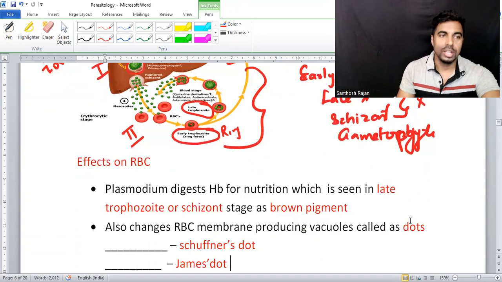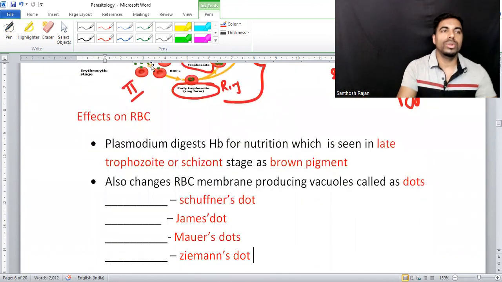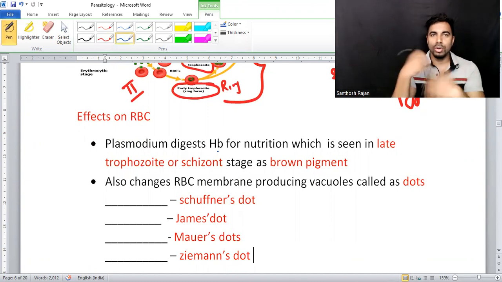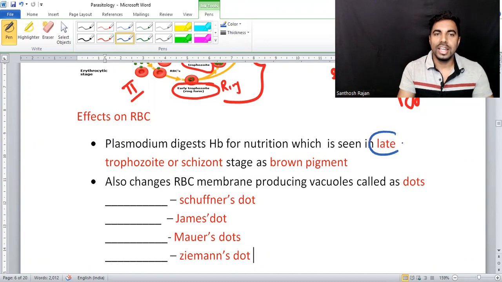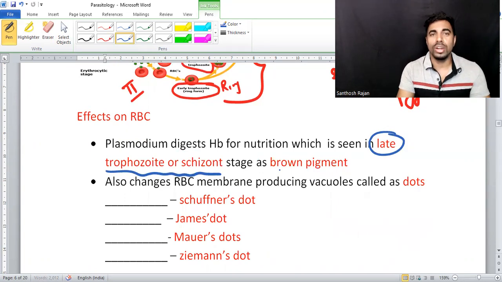Okay, so now let's go to the effect on the RBCs. Whenever you talk about plasmodium, it takes the hemoglobin for digestion. Then it breaks it down. In the late trophozoite or schizont, it produces pigment. So you can see a brown colored pigment inside the schizont or late trophozoite. Okay, that's one thing.